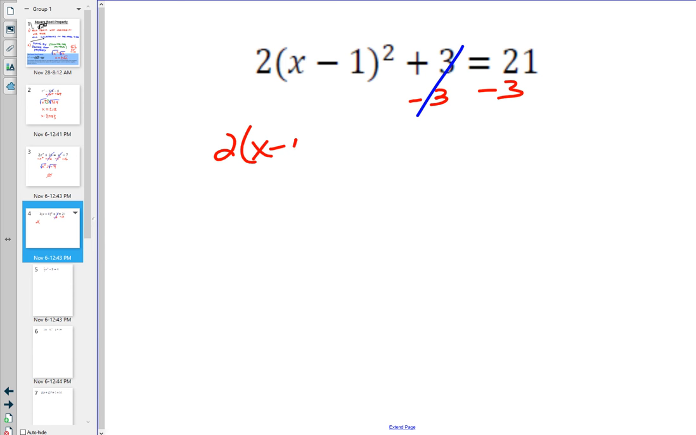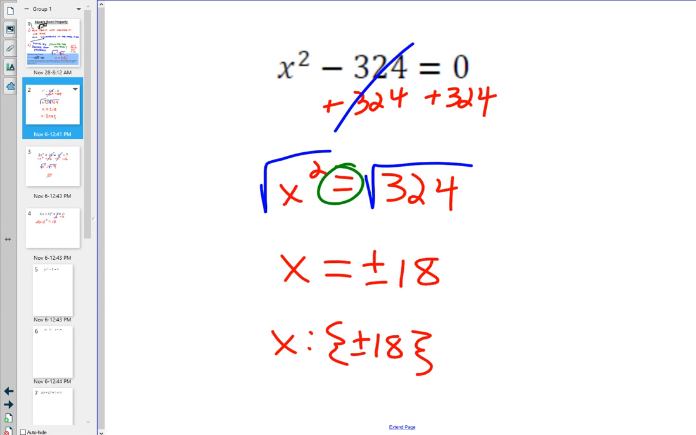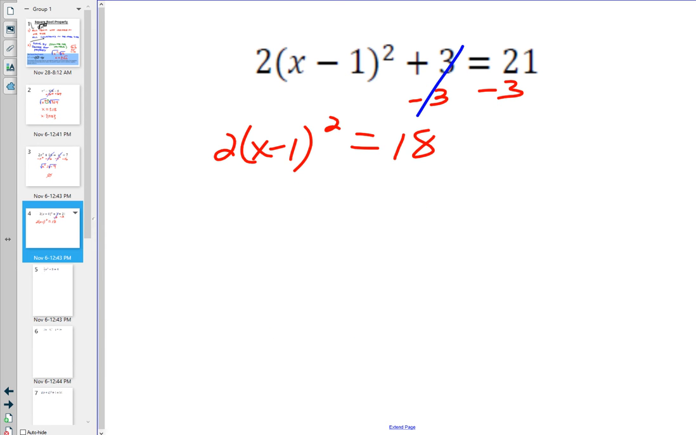2 times x minus 1 squared is equal to 18. Ellie, you saw how, look, there's a number there already. Just add or subtract, whatever like you normally would. You asked about over here, what happens if there wasn't a 0. So if there's not a 0 on the other side, there's a 21. But okay, what's 21 minus 3? It's 18.